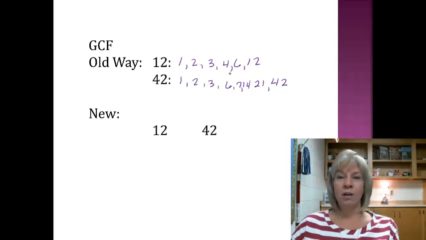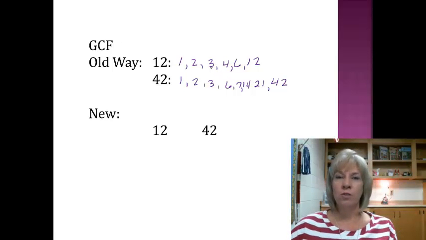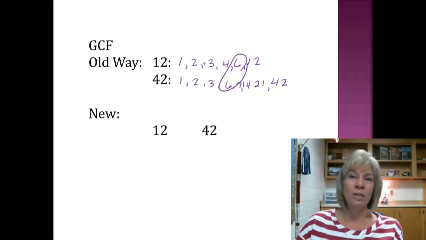And then you had to find which one is the biggest between 12 and 42. So the biggest one would be 6, and you would make that little loopy circle over those. So I'm going to show you a new way to do this that I think you might find will be easier than this old way.